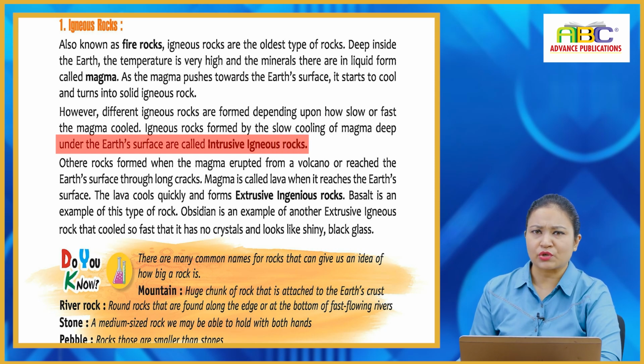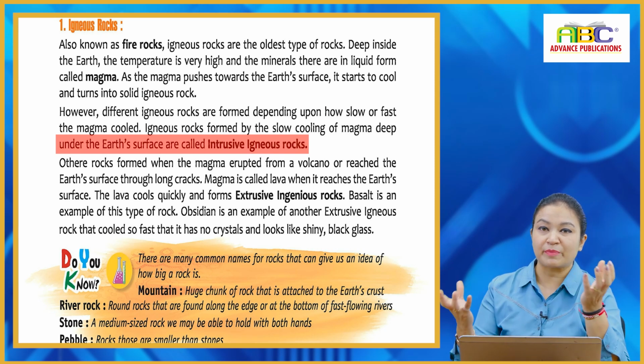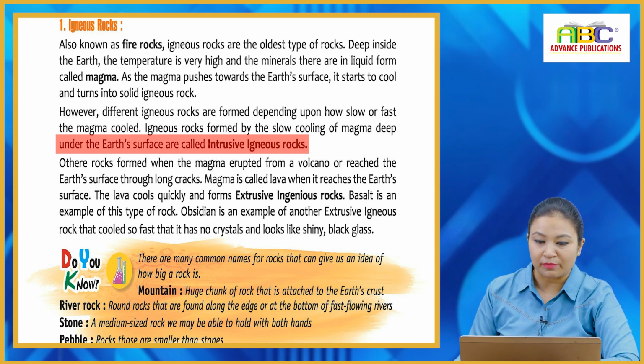So how are igneous rocks formed? When the rock melts inside the earth it becomes magma, and when it cools down into solid form it becomes igneous rock.